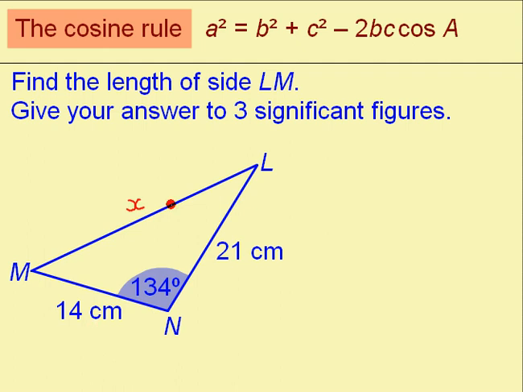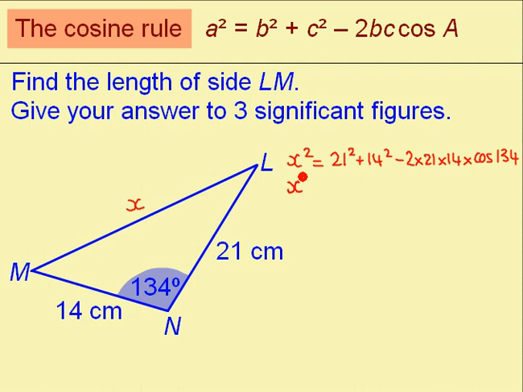I can see that in this question I'm looking for a side and I've got the other two sides and the included angle, so I know I can use the cosine rule. I'm going to use this to help me set it up. X goes here, so that's x squared. This is equal to the other two sides squared and added together, so that's 21 squared plus 14 squared. Minus 2 times the other two sides, so that's minus 2 times 21 times 14, times by the cosine of the included angle, which is 134.